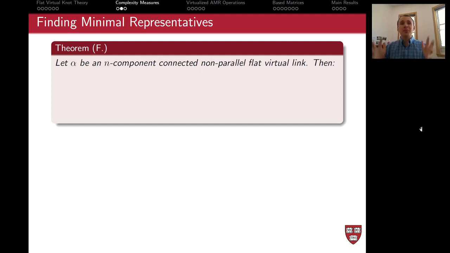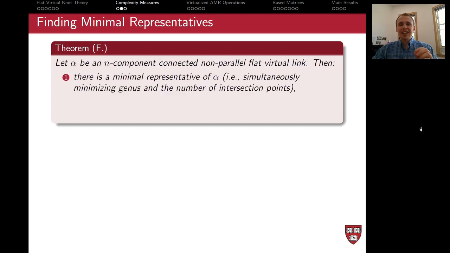But what I really want you to think about now is we have some n-component flat virtual link, and we're able to get a minimal representative of this link. And by that I mean it has minimal genus and the minimal number of total intersection points, which we can obtain monotonically from any representative.